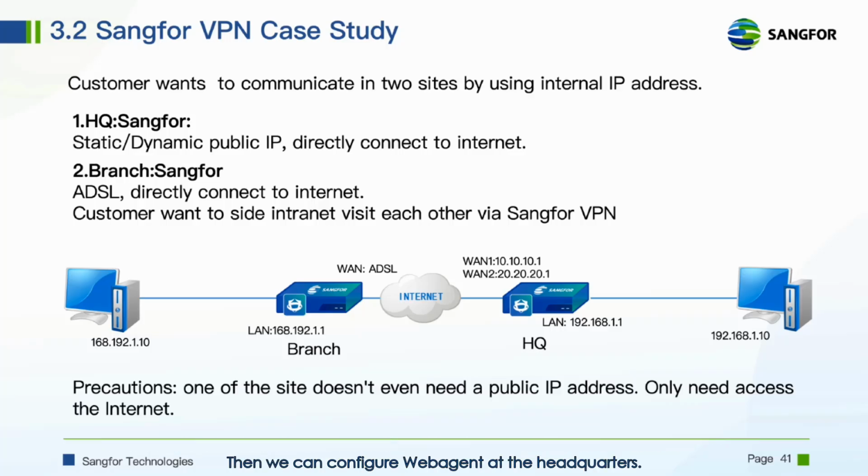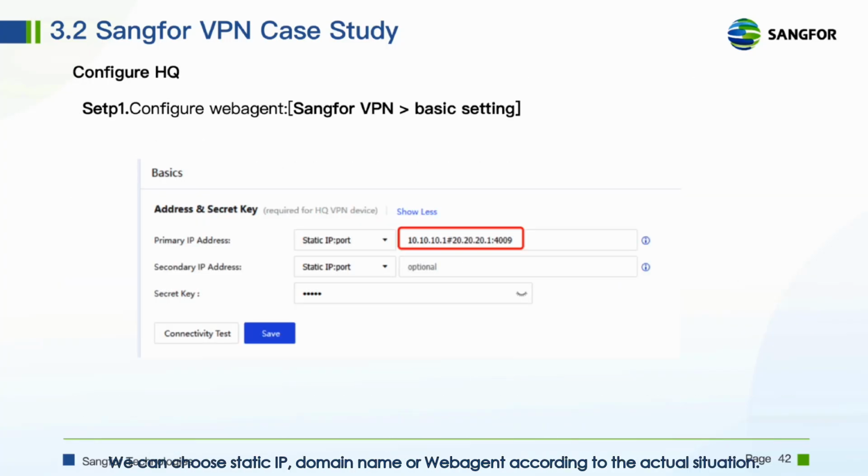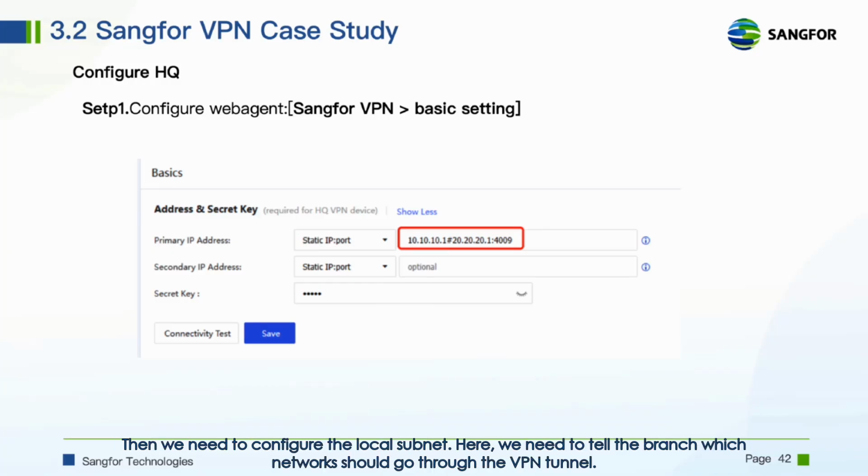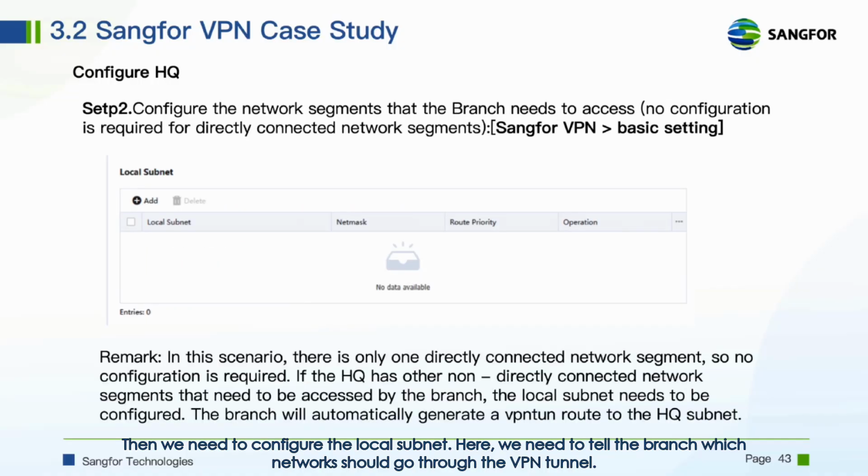Then we can configure WebAgent at the headquarters. We can choose static IP, domain name or WebAgent according to the actual situation. The default port of Sangfor VPN is 4009. Of course, we can modify it according to the actual situation. Then we need to configure the local subnet. Here, we need to tell the branch which networks should go through the VPN tunnel.